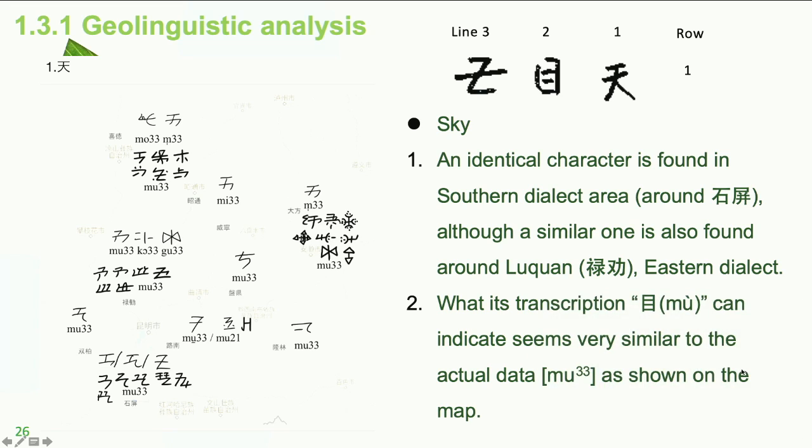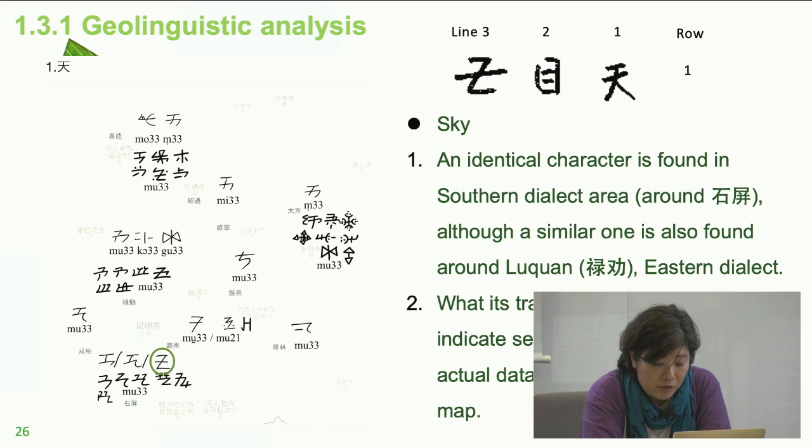This is the very first character of this manuscript. It's a character meaning sky, judging from its Chinese translation, as is obvious in the map. An identical character is found in the Southern dialect area around Shiping, although a similar one is also found around Luchuan of Eastern dialect. What its transcription can indicate seems very similar to the actual data, as shown on the map.